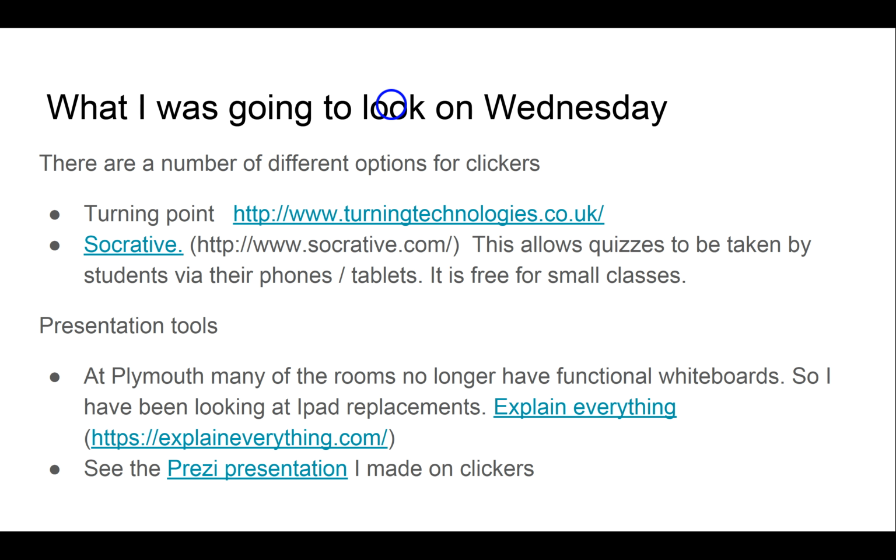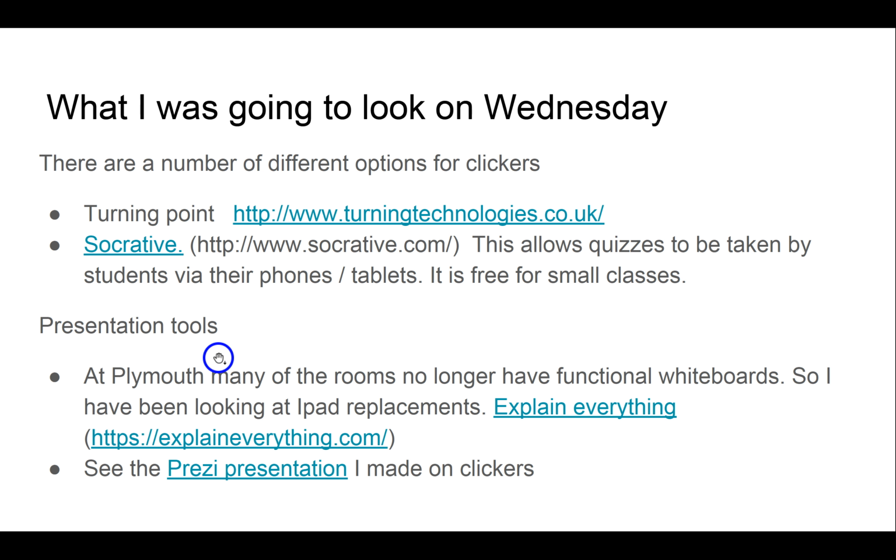So what I'm going to look at on Wednesday is a number of different options for clickers. These are things where, for multiple choice, you can answer A, B, C, or D, and one of the famous ones is called Turning Point. There are little links here you can click on. I'll talk about it a bit later. Socrative, I guess, is for small classes. This one is free, and people just use their mobile devices. This one on the top, we actually have to use dedicated hardware. So this is the one I'll spend most of my time on.